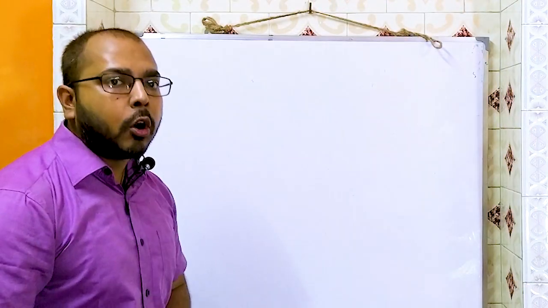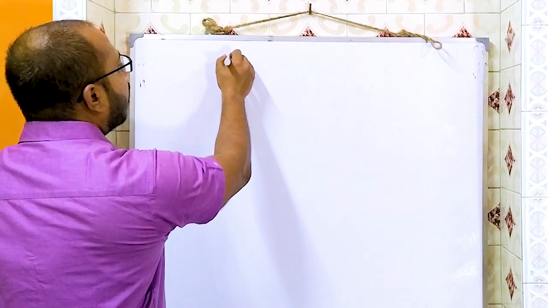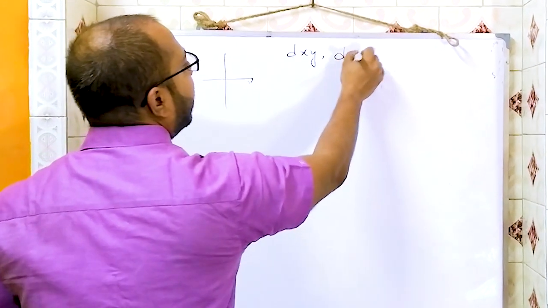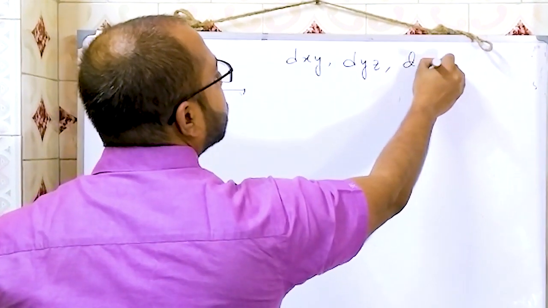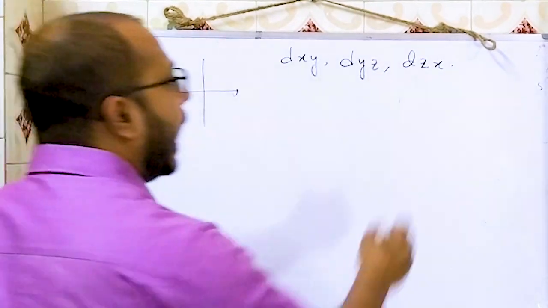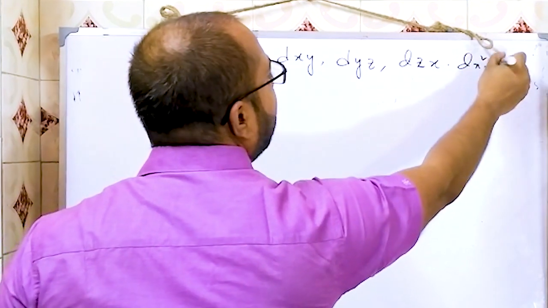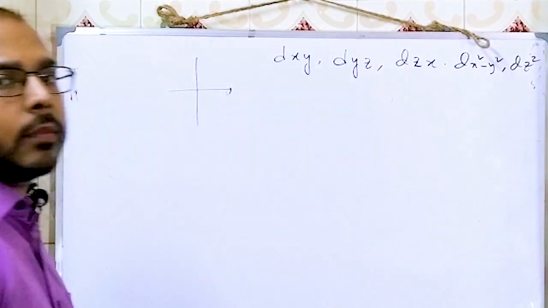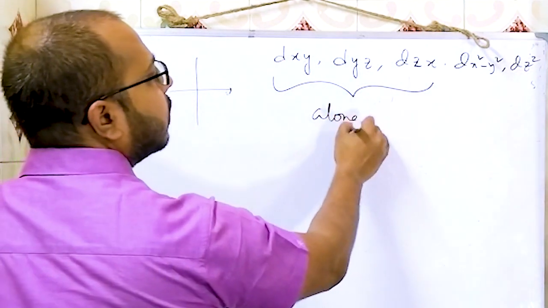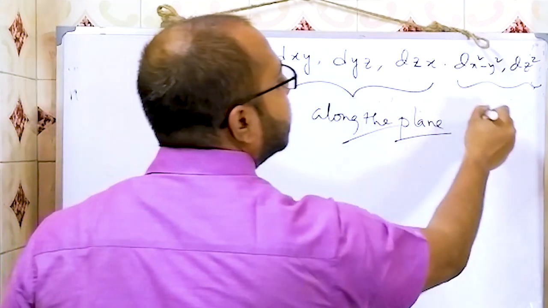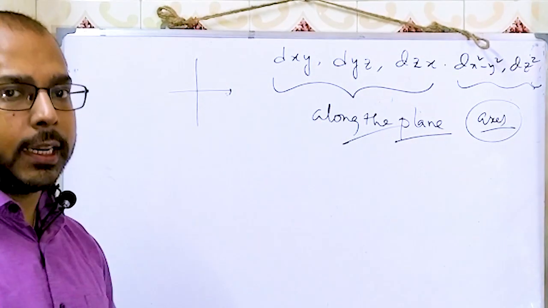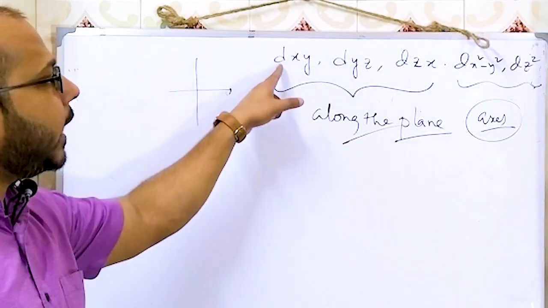I have told you some important things regarding that. D orbitals basically are classified as dxy, dyz and dzx, and dx square minus y square, dz square. These three are along the planes, and these two are along the axis. They are spread over like that. प्लेन क्यों? क्योंकि xy प्लेन पे है.